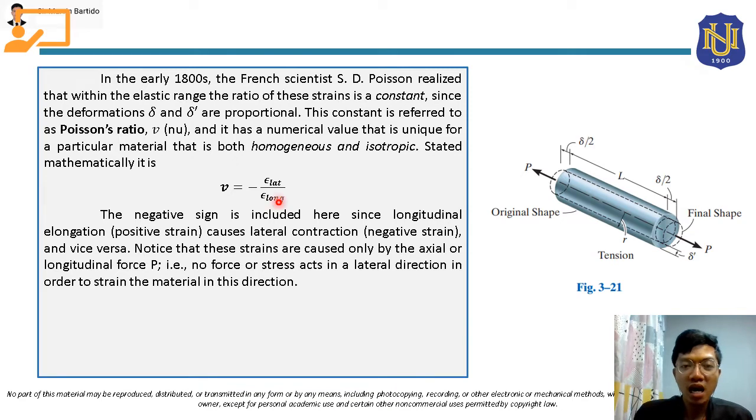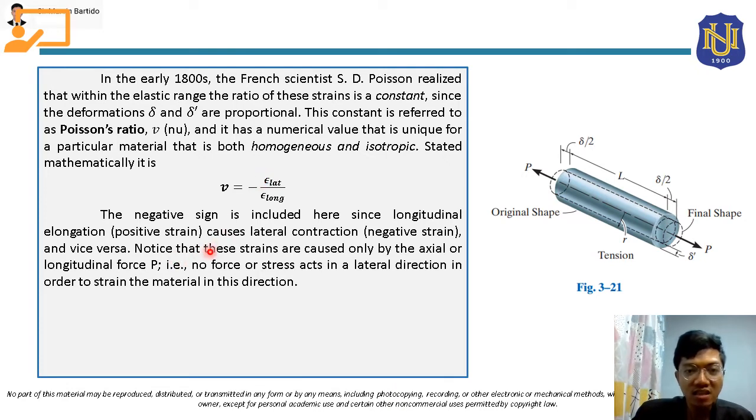Likewise, if the longitudinal direction is shortened, what will happen to the lateral direction? It will expand. The negative there will be the strain in the longitudinal direction since it will be shortened. Either way, one of them will be negative.